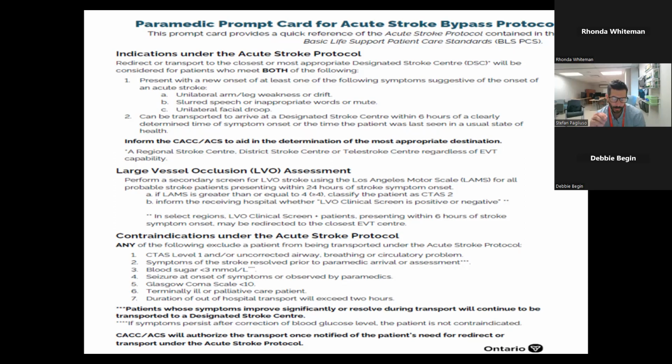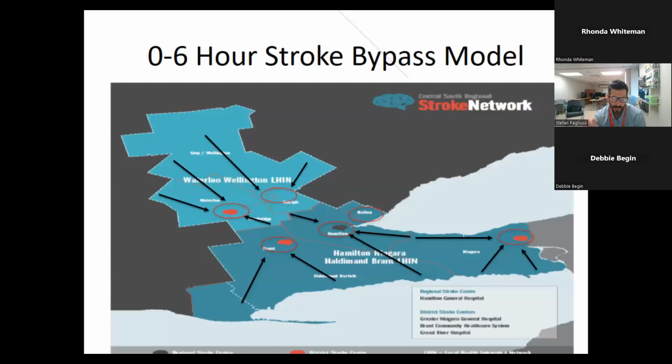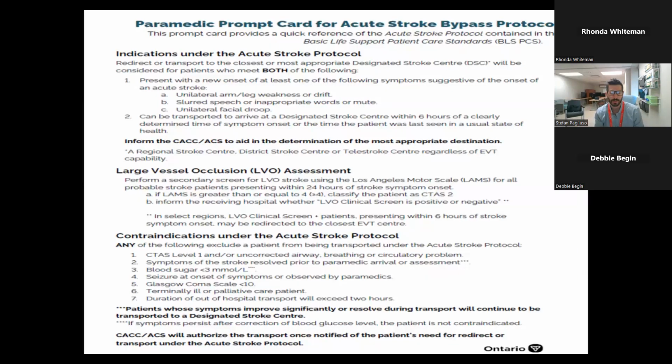Conversely, if a patient was to present to an ED at a non-stroke center within that 0 to 6 hour window, those patients are immediately transported by lights and sirens to the nearest stroke center for potential treatment.